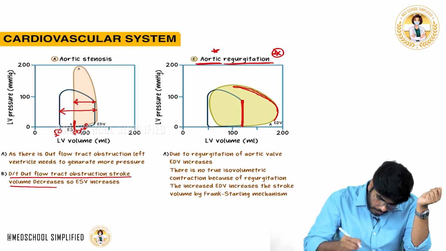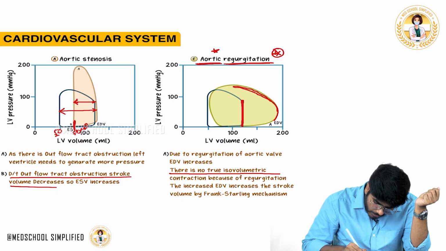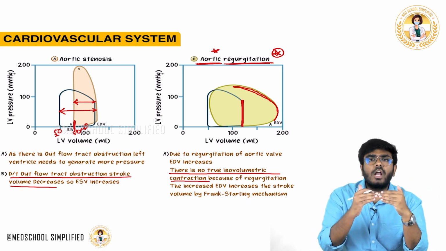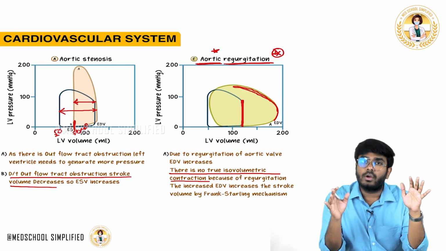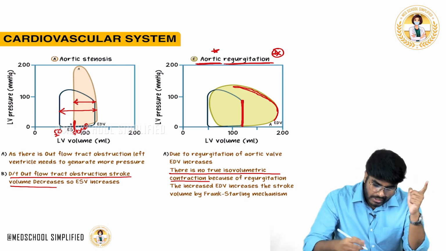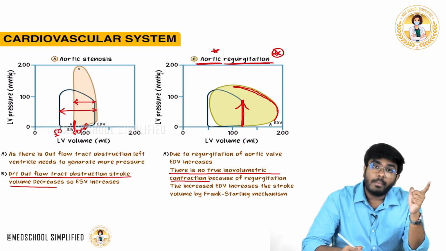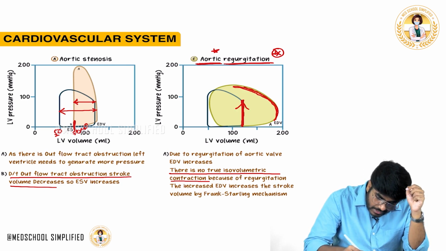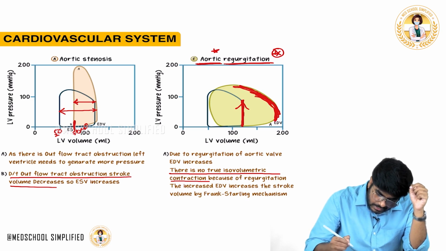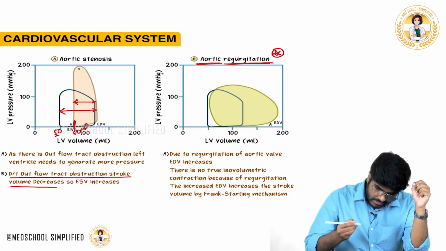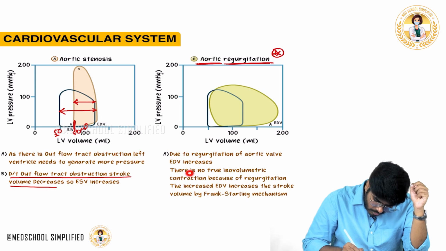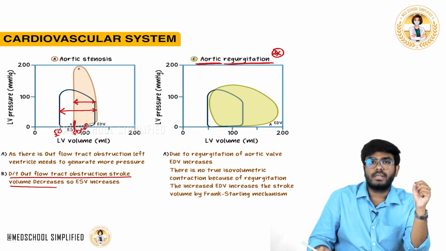So, the important word I want you to know is there is no true isovolumetric contraction because the aortic valve is not properly getting closed. During isovolumetric contraction, there should only be the pressure change. But right now, see, the pressure is increasing, no doubt, but there is also volume change. It's not a straight line, it's a curve. So, that's what I want you to know. Let's again discuss one by one. In aortic regurgitation, there is no true isovolumetric contraction because of regurgitation.